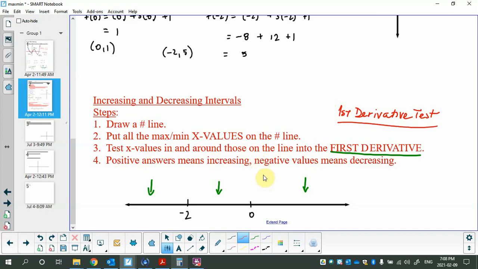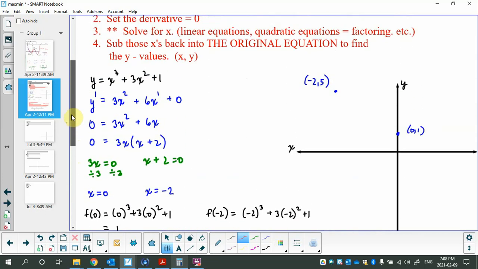So I have to make sure that I don't pick -2, and I don't pick 0 to put in the first derivative. So I need to go back up here, and I need to steal the first derivative.